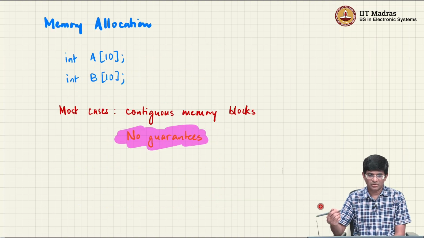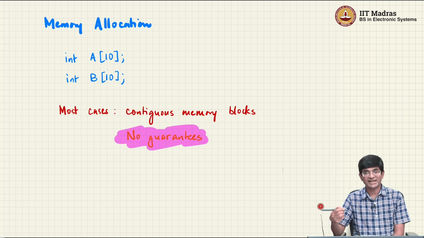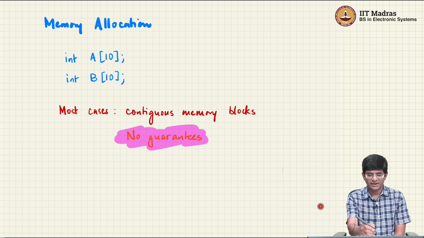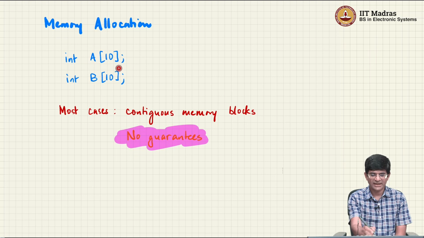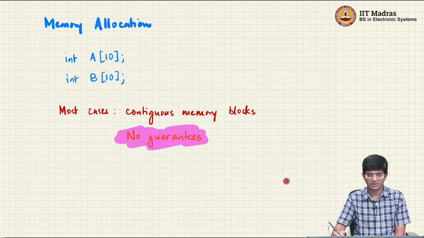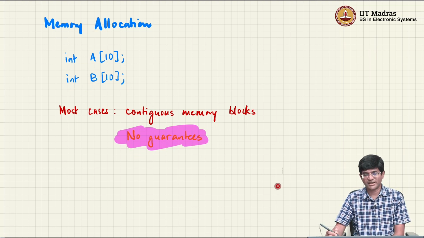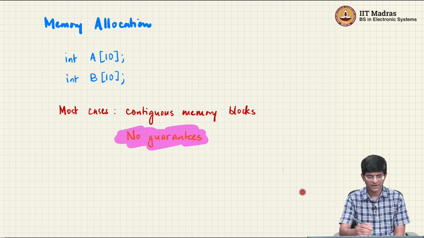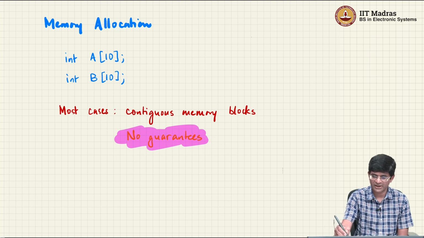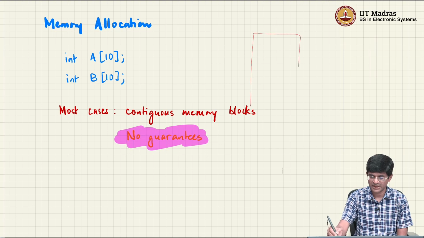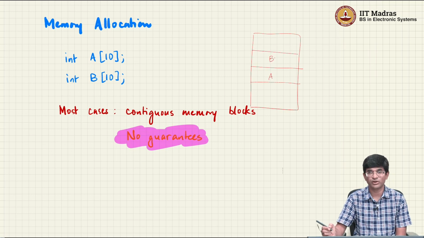Now, one word regarding how the memory gets allocated. Typically, if I declare two variables, int a of 10 and int b of 10, in a lot of scenarios what would actually end up happening is that they would be allocated one after the other in the memory of the system. So, you would have this block of memory, you would have one chunk of data corresponding to A, and you would have another chunk of data corresponding to B.